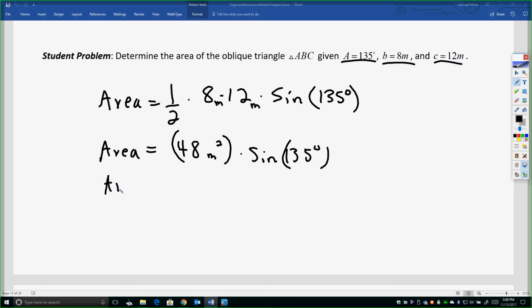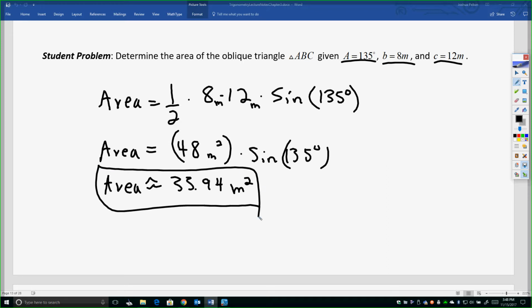So therefore the area is approximately 33.94 meters squared. So about 34 basically. Okay, let's go to the last page.